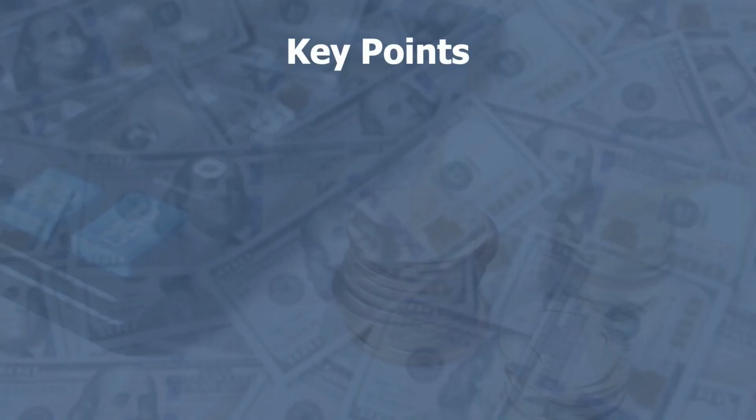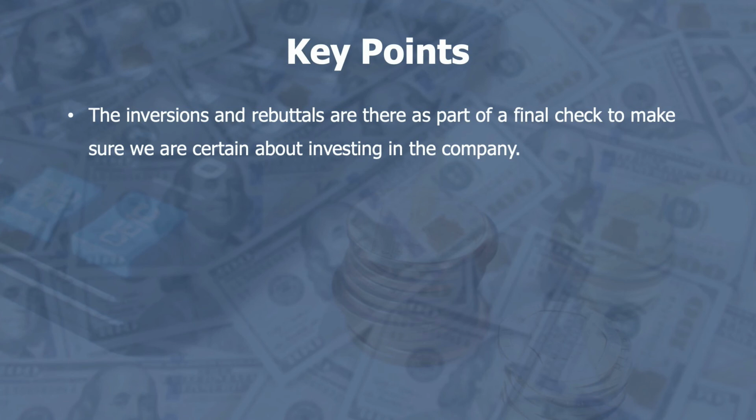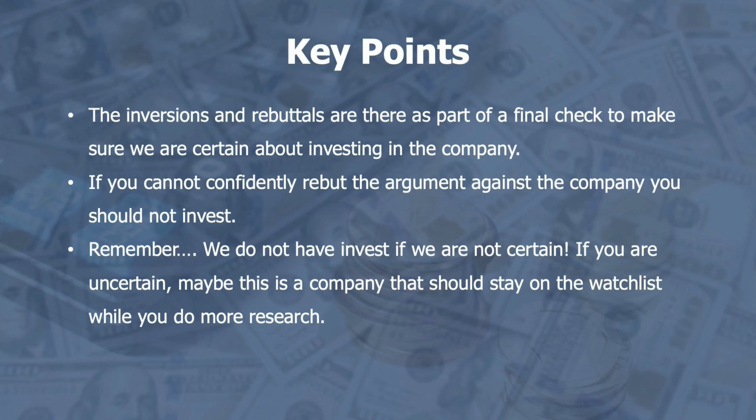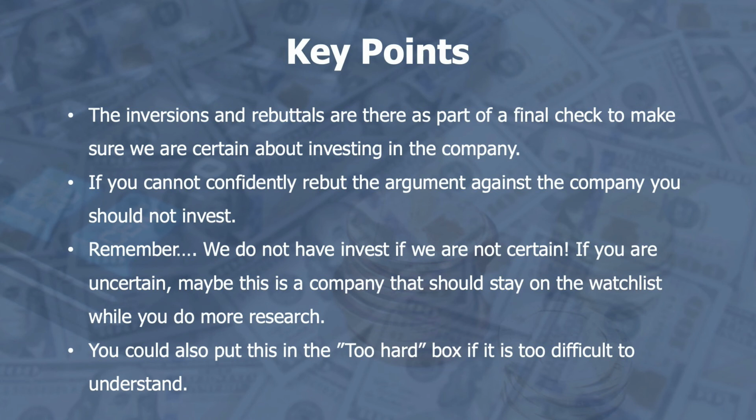And now we'll look at some of the key points as well. Inversions and rebuttals are there as part of a final check to make sure that we're certain about investing in a company. If you cannot confidently rebut the argument against the company, then you shouldn't invest. And remember, we don't have to invest if we're not certain. If there's uncertainty, maybe this is a company that we should keep on the watch list while we look into doing more research. And of course, if it comes out that the company is too hard to understand, we can always put that in the too hard box and then come back to it later. Perhaps further down the line, we'll have done more research and it's going to fit more within our circle of competence.